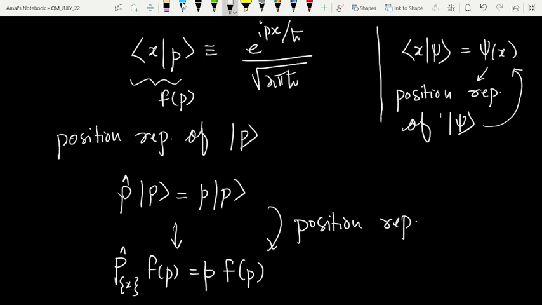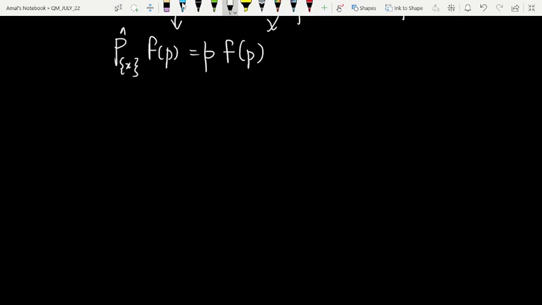And we know f of p is equal to e raised to ipx by h cross. So if we just substitute it here, the position representation of p acting on e raised to ipx by h cross, and this 1 by square root will cancel from both sides. So we will get an equation like this. That is, the position representation of momentum operator operating on this function gives p multiplied with the same function.